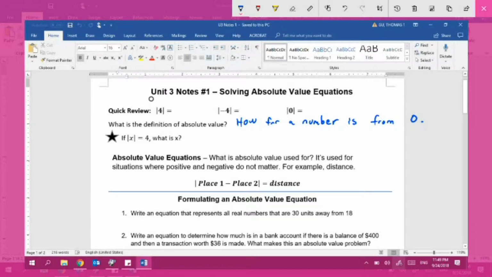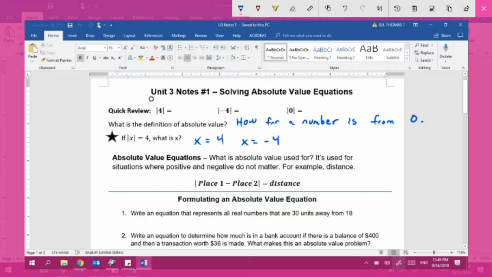Now check this out, big star right here, important. If the absolute value of x equals 4, what could x be? Take a second and give me your answers. X could be 4, of course. But x could also be -4. Because if I take the absolute value of either of these numbers, it becomes 4.